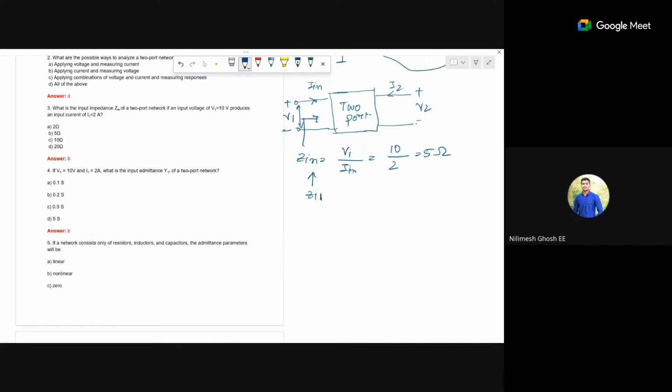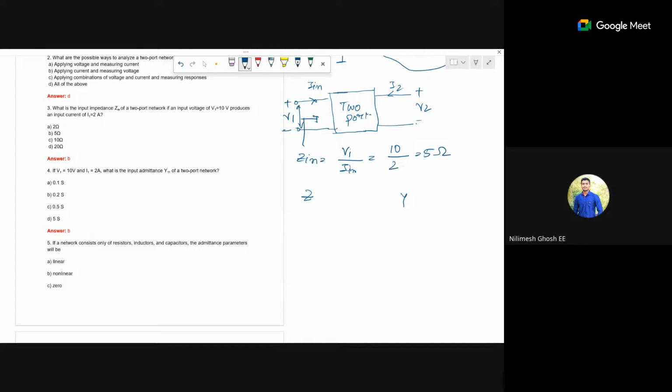But to describe a particular network, we can use a different kind of matrix. There are different kinds of parameters: impedance parameters, admittance parameters, hybrid parameters, transmission parameters, ABCD parameters. Among them, the most useful parameters are Z parameters and Y parameters.